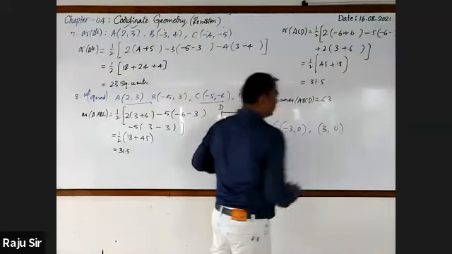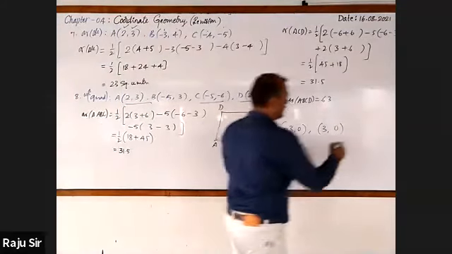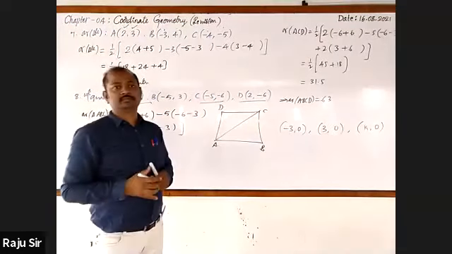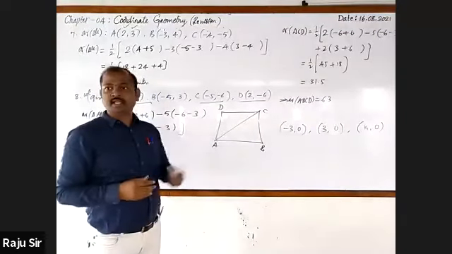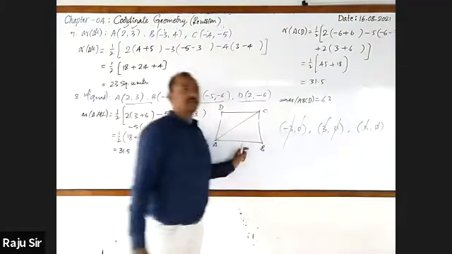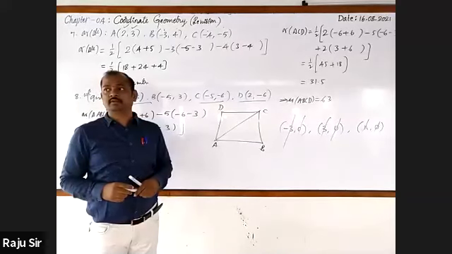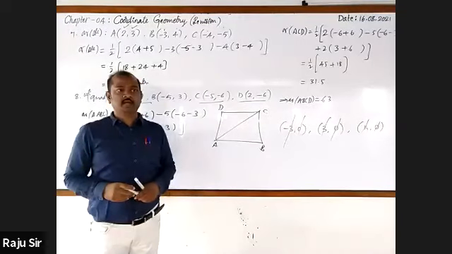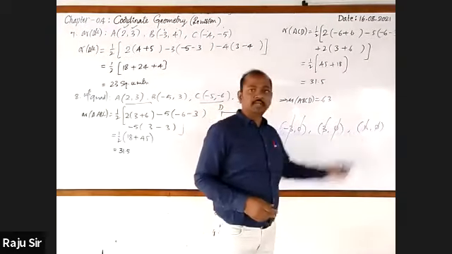3, 0, on the positive side of the x-axis. Another one, K, 0. All are on the x-axis, because they are in the form of x, 0, x, 0, x, 0. As they lie on the same line, do they form a triangle? What will be the area of the triangle? Zero. So taking the area of the triangle as 0, can we find out the K value?